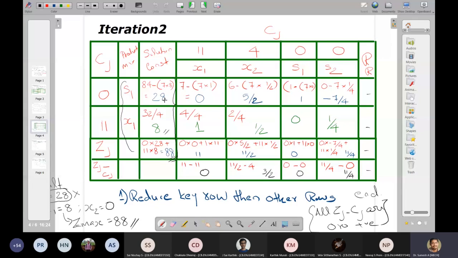I again calculated Zj. I again calculated Zj minus Cj. All are either 0 or positive. This is the end of my iteration. Whatever comes under product mix and the corresponding value under solution constant is your result. So the result indicates S1 is my idle capacity. I can ignore it. So I have to go for X1. If I produce 8 quantities of X1, I'll get a maximum profit of 88 rupees. So that's the end of the problem.